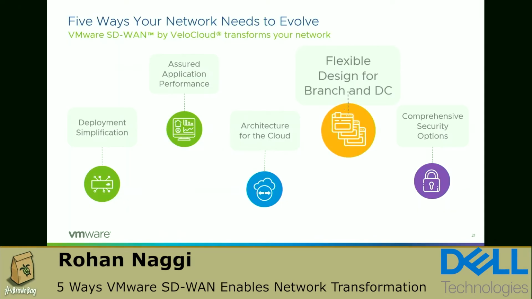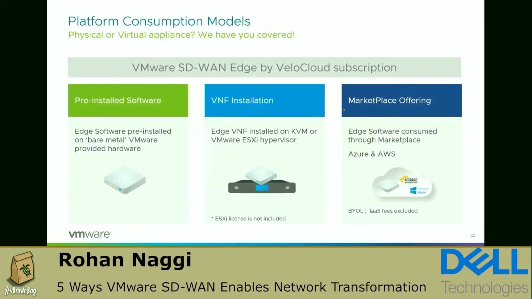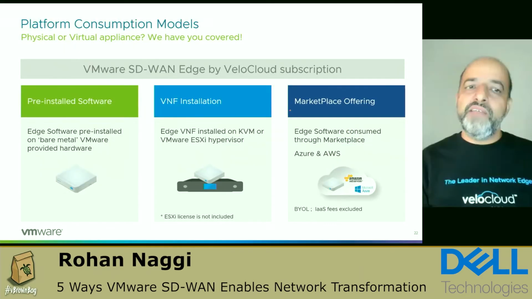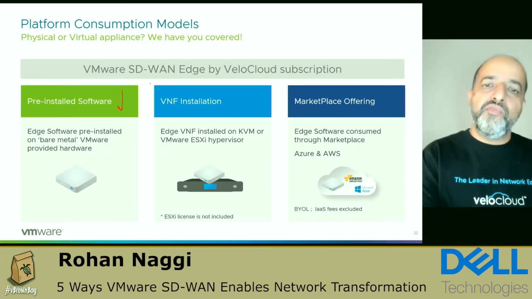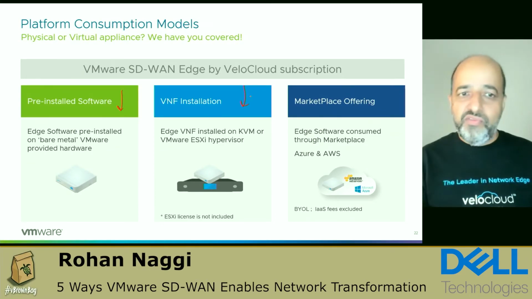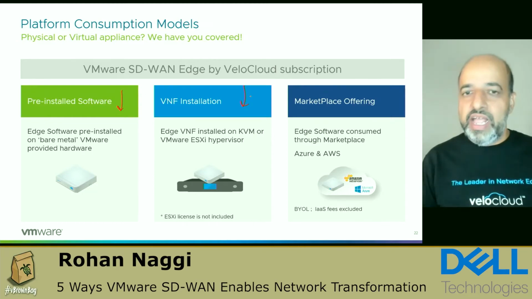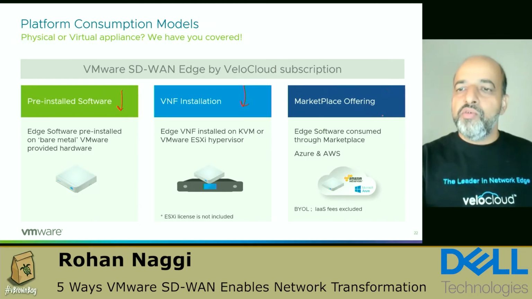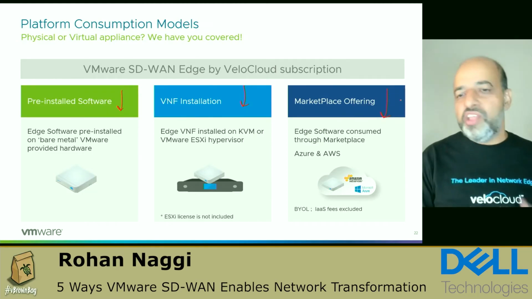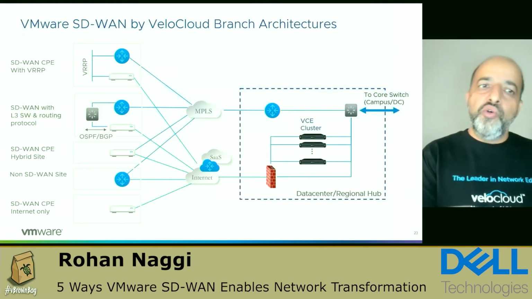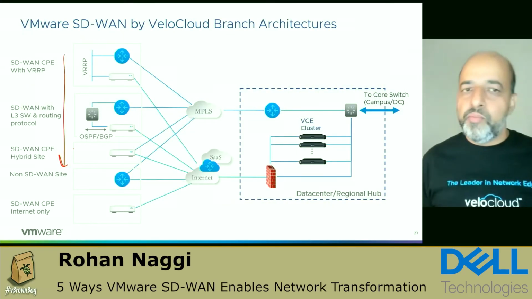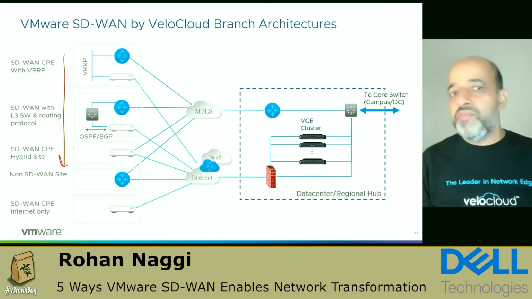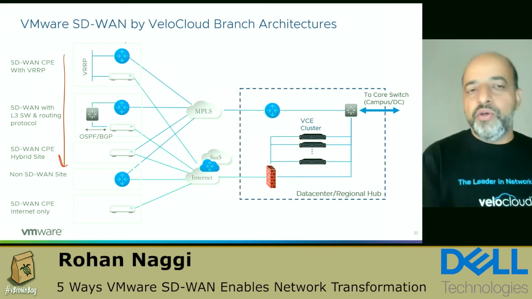Flexible architecture: there is no rip and replace kind of thing for VMware SD-WAN CPE devices. They come in different form factors. As a VNF, you can have them pre-installed on hypervisors. We can also instantiate these edge devices over the cloud. So any kind of topology is supported. You can augment your current topology.